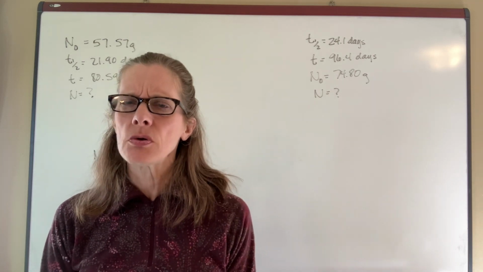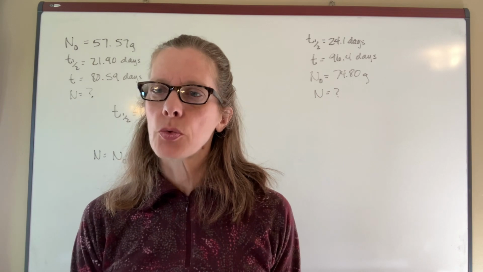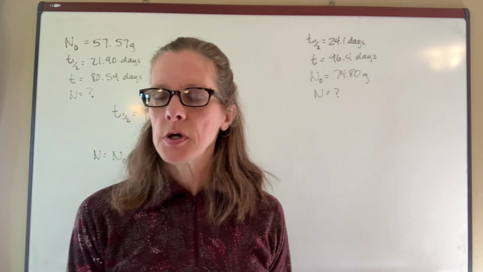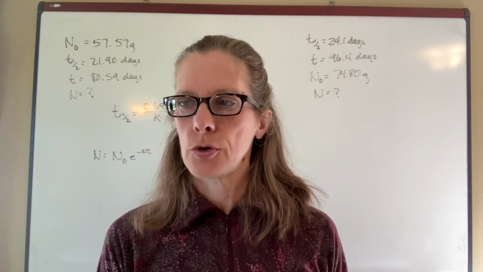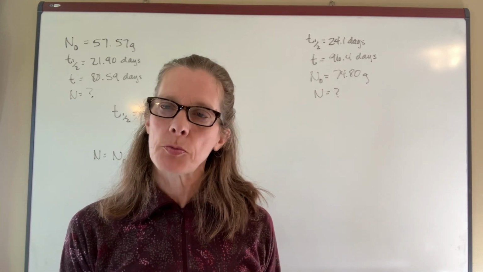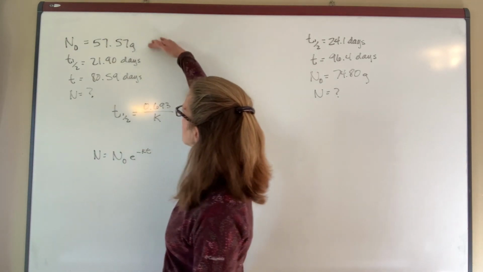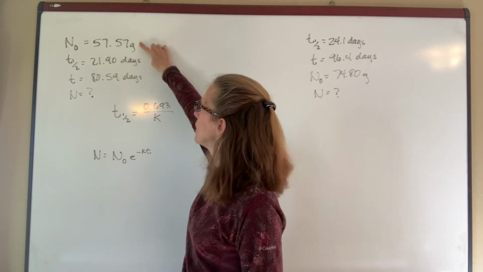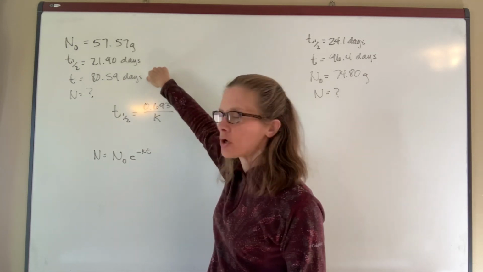All right, so I gave you a sheet that has two problems on it, and we're going to work those two problems together. The first problem says a nuclear research lab has a container with 57.57 grams of a radioisotope. The half-life is 21.90 days, and how much of the radioisotope is available after 80.59 days? Okay, so I've listed all of that given information here. Here's the amount of isotope that we start with. Here's the half-life. We want to know how much is left after this time period.